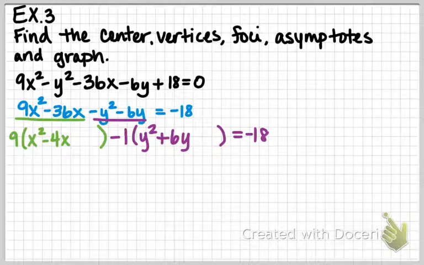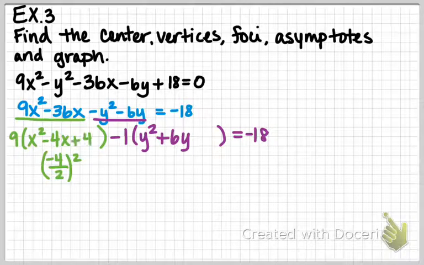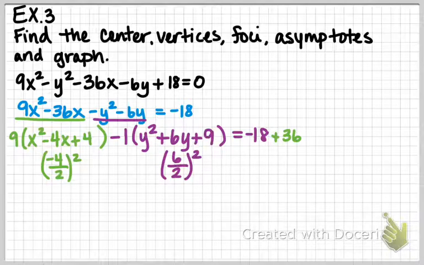So to complete the square, I'm going to take -4 divided by 2 and square it. That's going to be plus 4. I didn't just add 4 to this equation, I added 9 times 4, so I need to add 36 to the other side. For the y's, 6 divided by 2 squared will be plus 9, but I really added -1 times 9, which is -9.